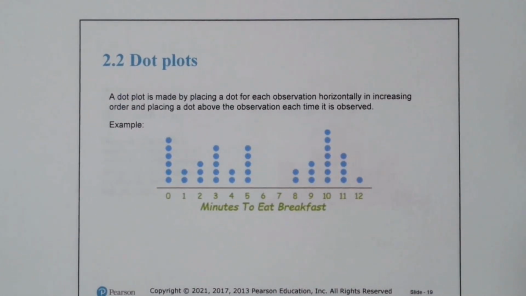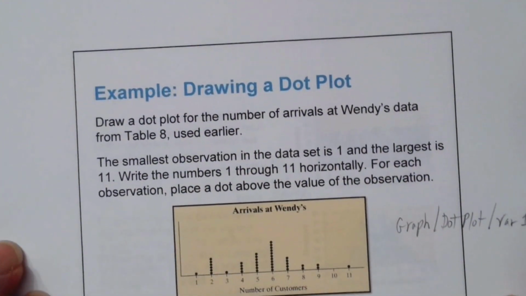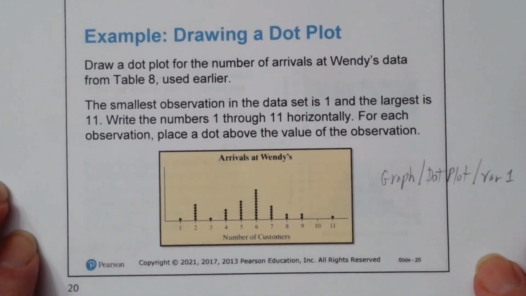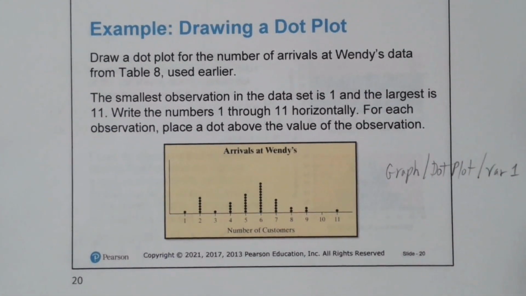Kind of like the distributions that we looked at before, the discrete ones. Instead of using bars, we're using dots here. So let's go to the next slide. And you can see we talked earlier with some discrete data about people arriving at Wendy's during lunchtime in 15-minute intervals. And anyway, so you could put that data into a dot plot.